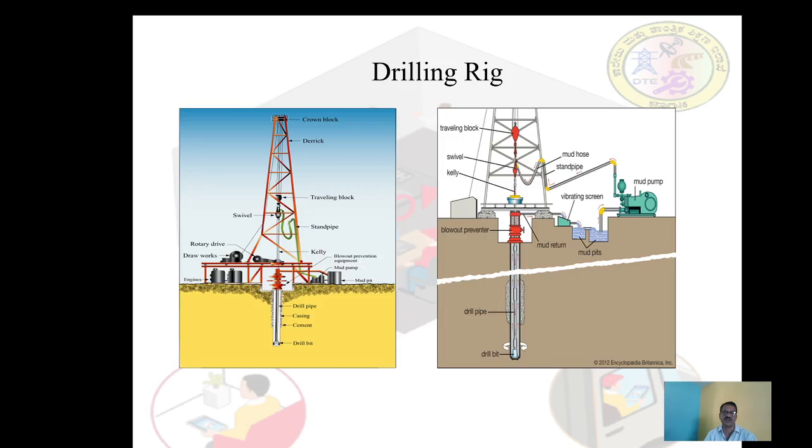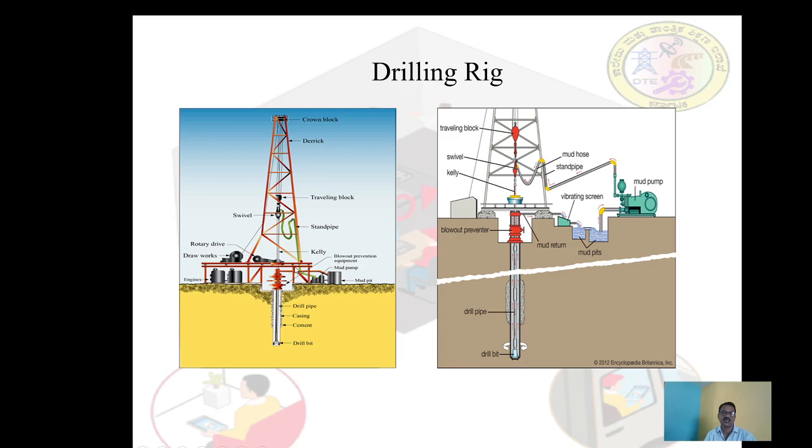You can see in this figure. This is the Kelly here. The bottom half of it rotates, the top does not, to which the drilling column or drill stem is attached. This is a tall structure which is known as the derrick. And here you have the Kelly, the rotary drive, and the draw works.